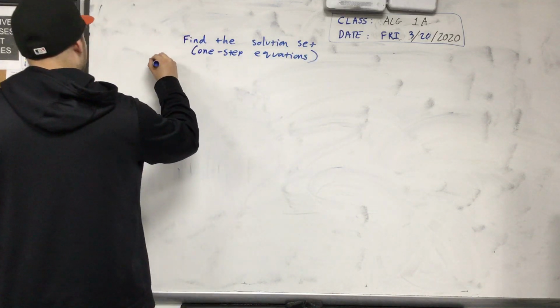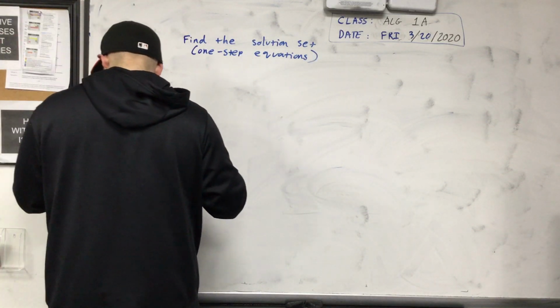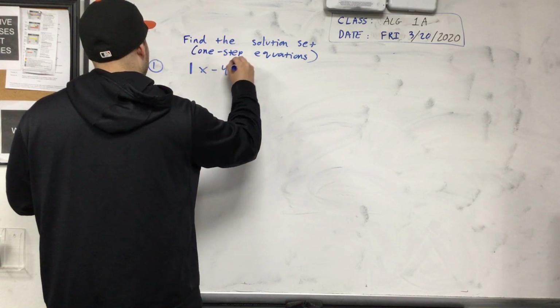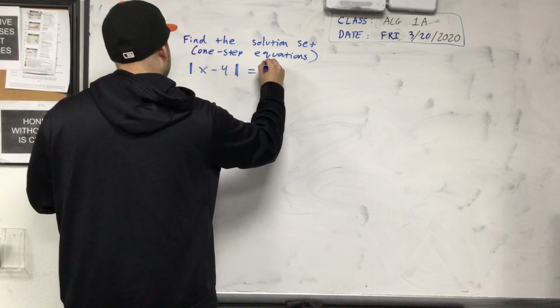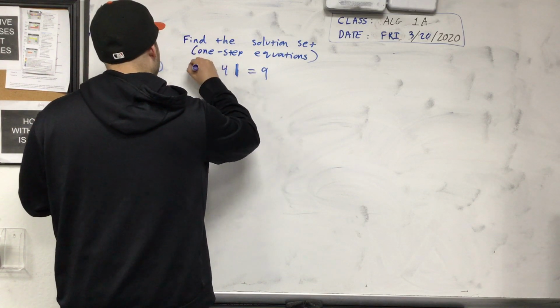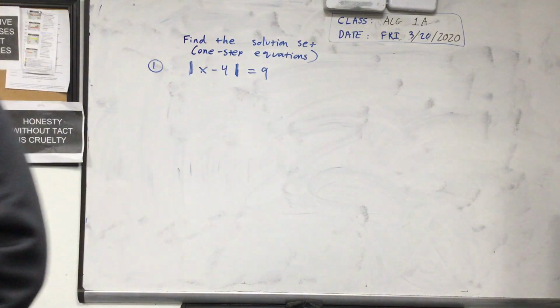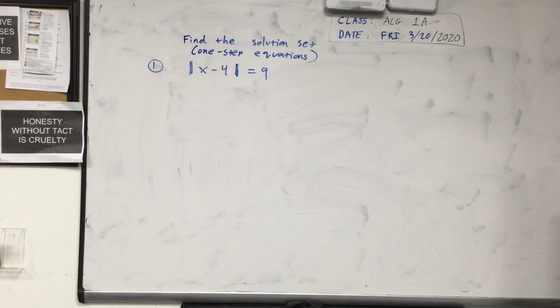Okay. Number 1, the absolute value of x minus 4 equals 9. So notice, I'm not Mr. Nice Guy in this. I'm not giving you just the absolute value of x, I'm giving you the absolute value of x minus 4 equals 9. Well, what's the big picture?